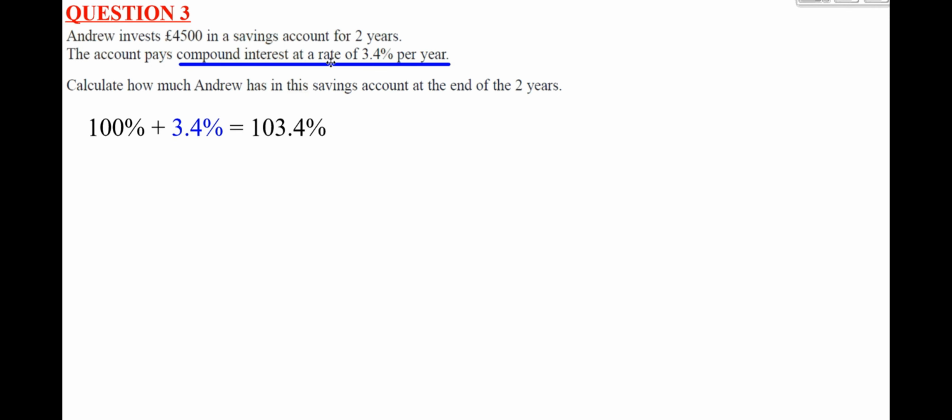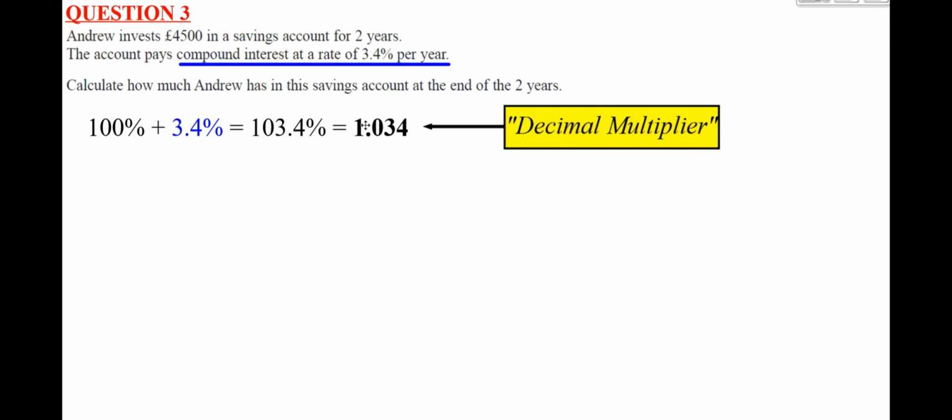So each time this percentage is applied, the amount becomes 103.4% of its original self. But more useful than that is to actually find out what 103.4% would be as a decimal. To do that, we just divide by 100 and we get 1.034. This is the decimal equivalent of this. And this is a special number. This is called the decimal multiplier. It's called that because we're going to be multiplying the starting amount by this decimal multiplier for each period this percentage change is applied.